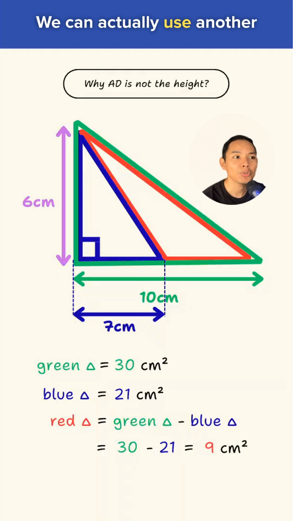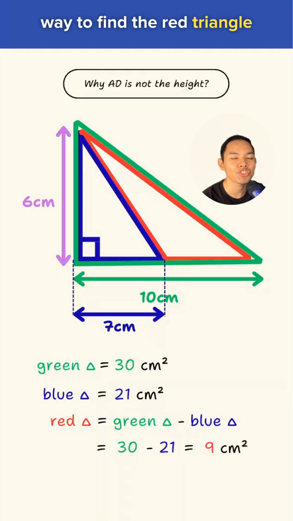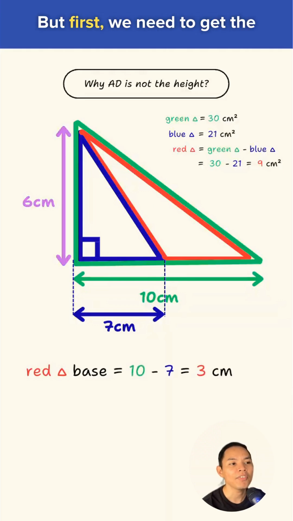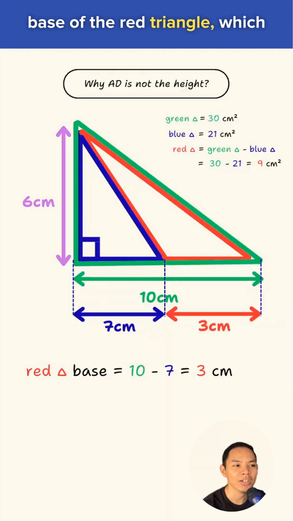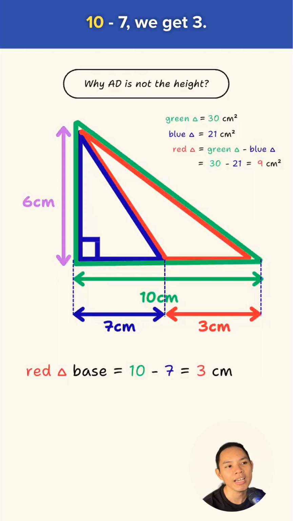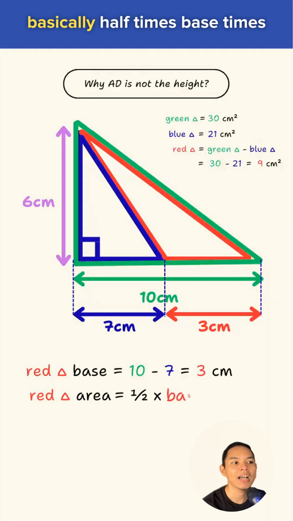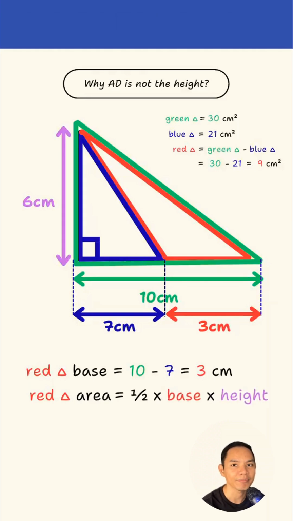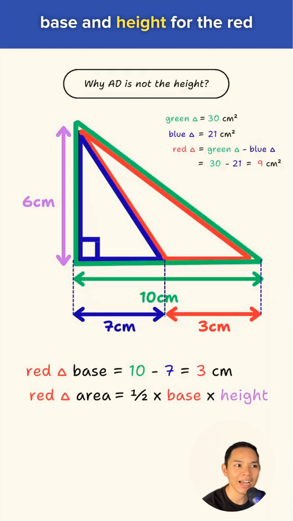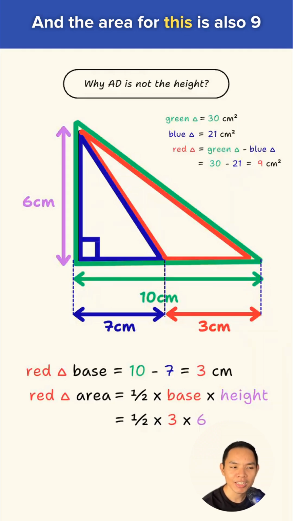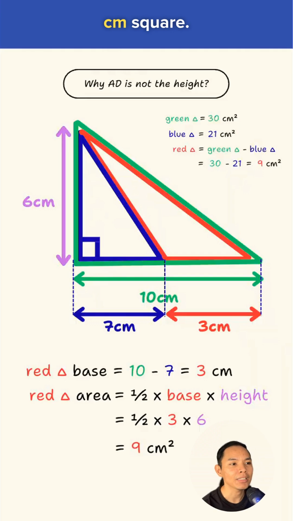We can actually use another way to find the red triangle area, which is essentially the same thing, right? But first, we need to get the base of the red triangle, which is 3 centimeters, right? 10 minus 7, we get 3. Then the red triangle area is half times base times height. Can you guess what's the base and height for the red triangle? If you guess the base is 3 and the height is 6, then you're right. And the area for this is also 9 centimeters squared.